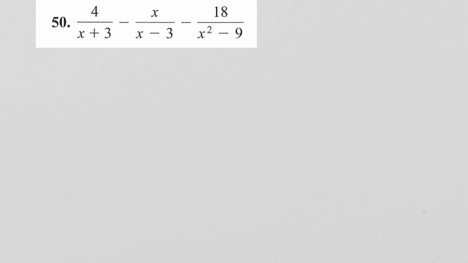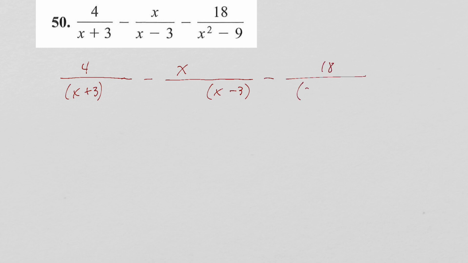Okay, I'm going to factor this. That's x plus 3, x minus 3. So the first fraction is 4 over x plus 3 minus x over x minus 3 minus 18 over, and I'll factor that as a difference of 2 squares. So our LCD is x plus 3, x minus 3.